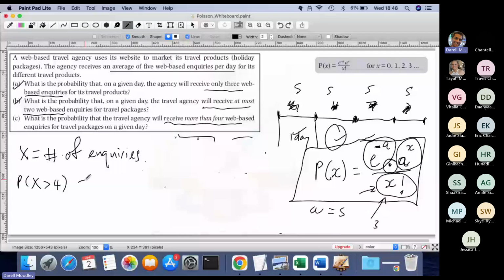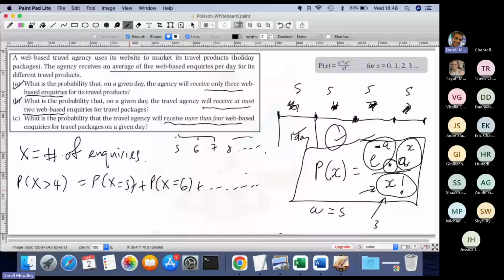In other words, they want me to work out the probability of X equals 5 plus the probability of X equals 6 plus... Now the thing is, there is no end to what X can be. You can have an infinite number of inquiries in a given period. There's nothing to tell us where to stop. That's a problem, because there is no way you are going to work out all of these probabilities in a given amount of time. It will take you forever.